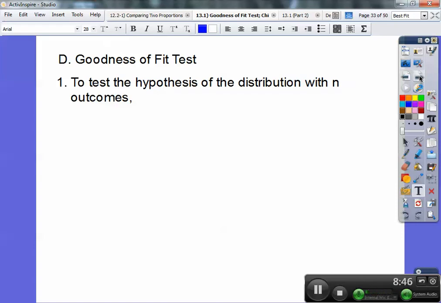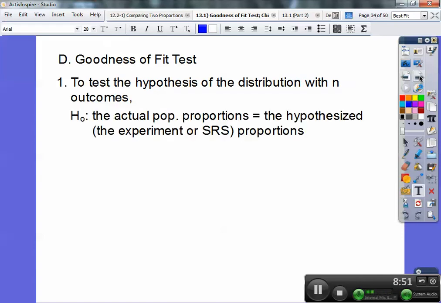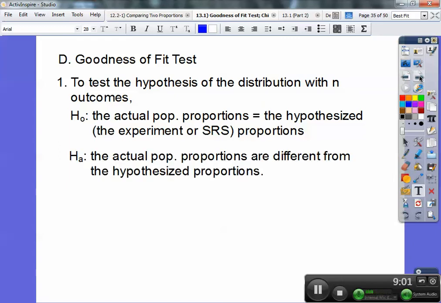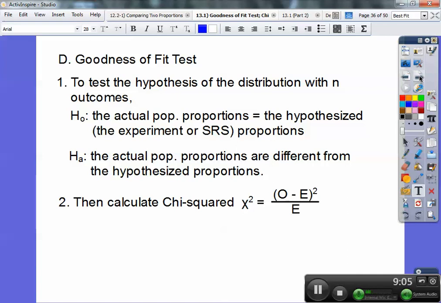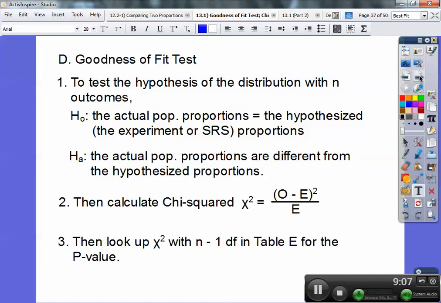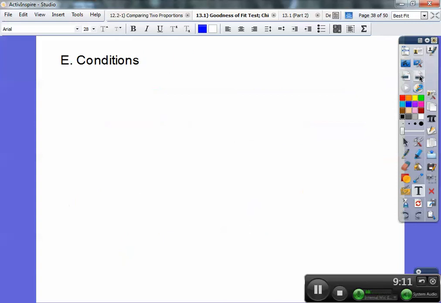All right, so to test the hypotheses of the distribution within outcomes, your null hypothesis is always that your actual population proportions equal the hypothesized proportions. Okay, and your alternative is that they don't equal, that they're different from the hypothesized ones, and then we're going to calculate the chi-squared. Okay, and then we look it up on our table E for the p-value, like we just did. You had to have your book open to understand that. If you didn't, then please go back and check that out.